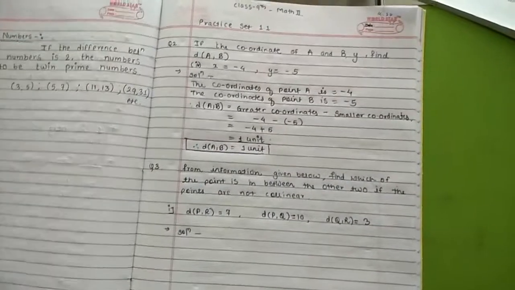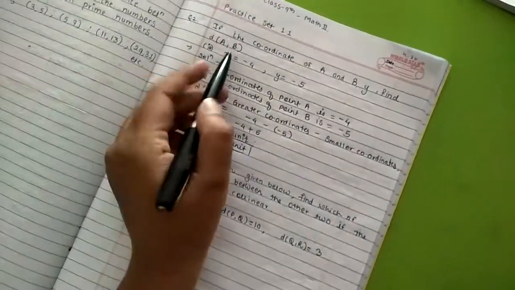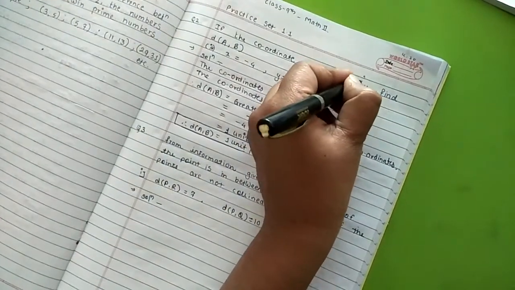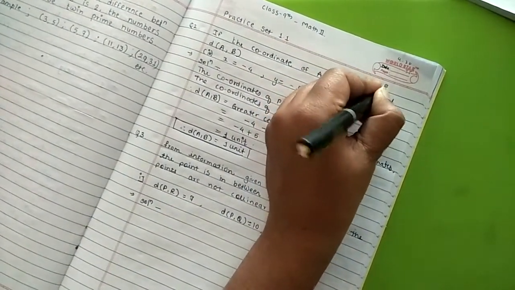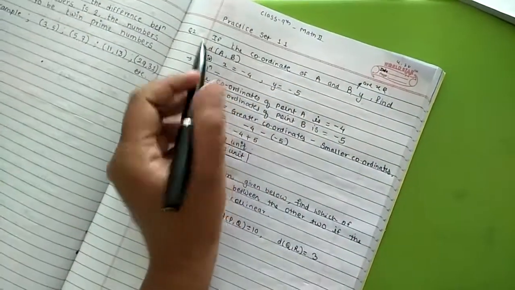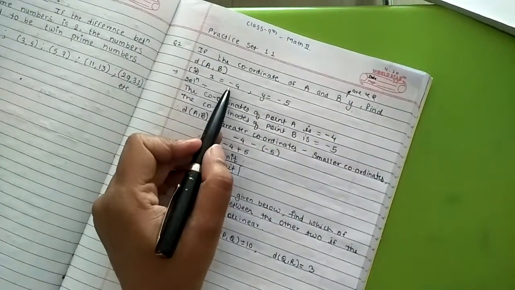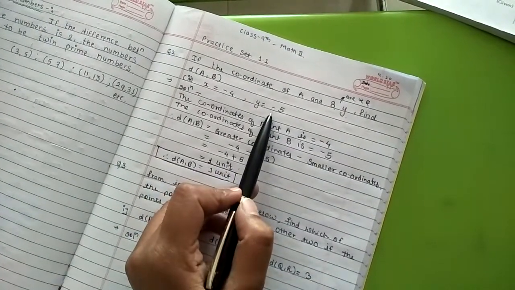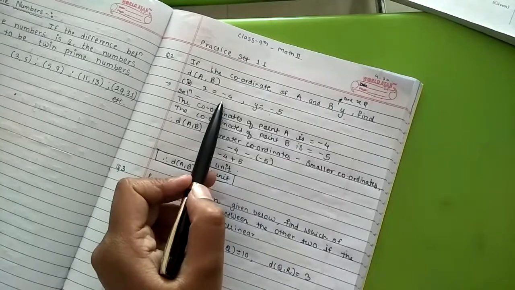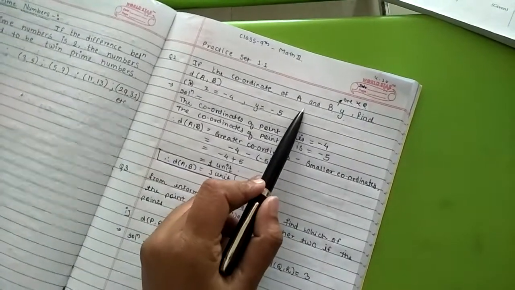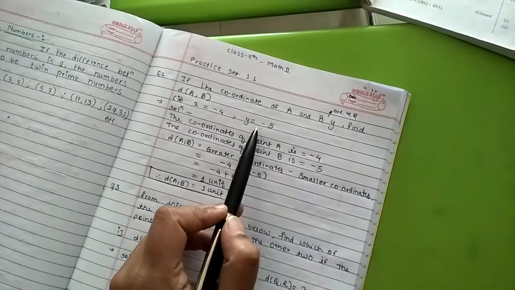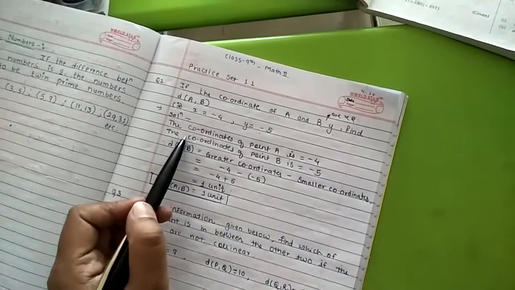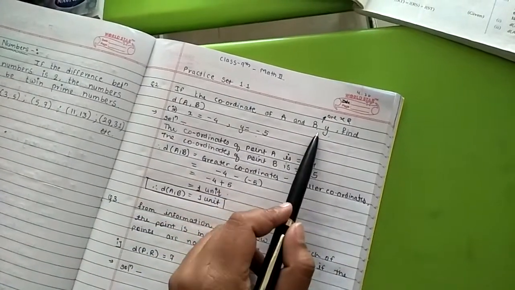Here they are saying, if the coordinates of A and B are x and y, it means you have to assume A's coordinate as -4 and B's coordinate as the y value. So whatever the x value is, that is A's coordinate, and whatever the y value is in the given question, that is B's coordinate. Now we have to find the distance between A and B.